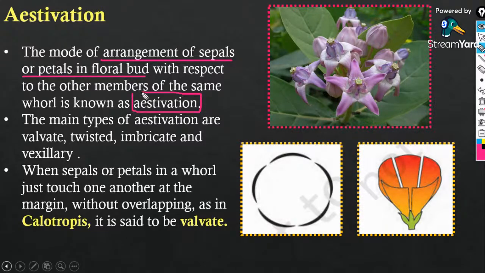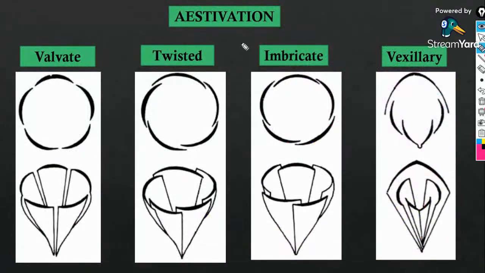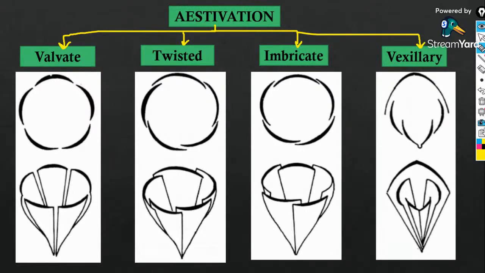How a flower is formed: the mode of arrangement of sepals and petals. Based on the arrangement of the sepals and petals, aestivation can be mainly categorized into 4: valvate, twisted, imbricate, and vexillary aestivation.